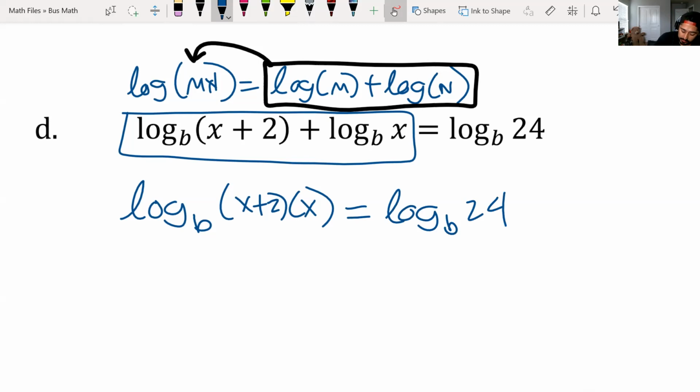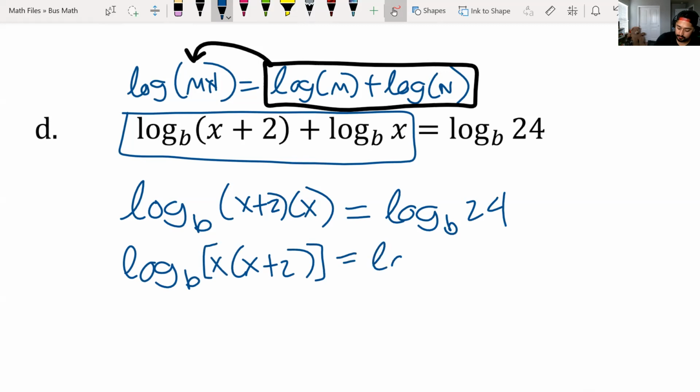Okay, I'm going to rewrite this one more time because I don't like the x being there. So I'm going to make this log base b of x times x plus 2. And I'll even put little brackets here for neatness, and parentheses here. Why not? Let's be neat.